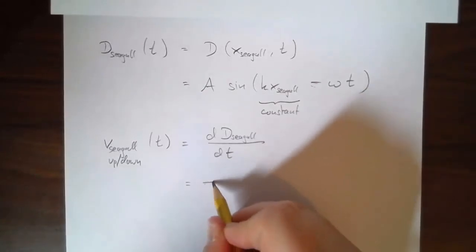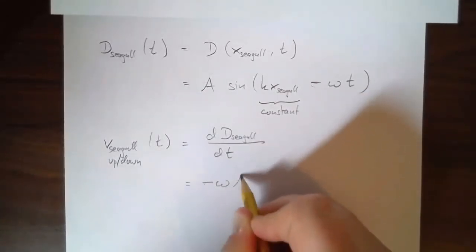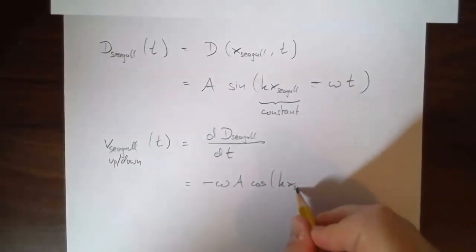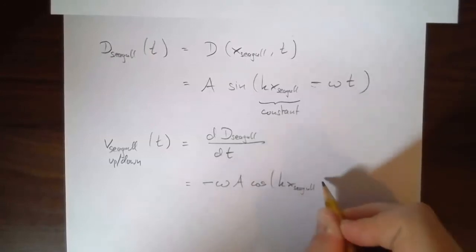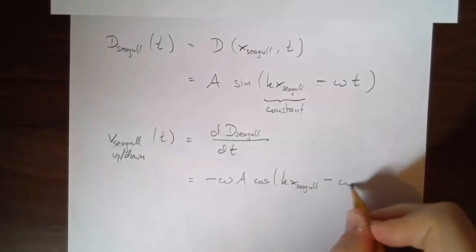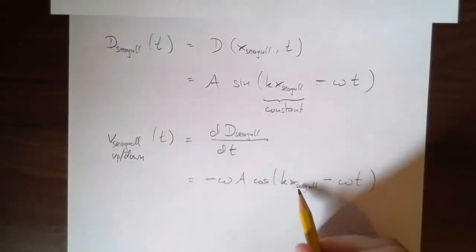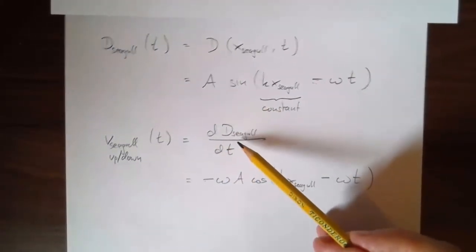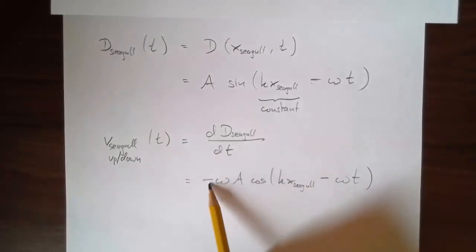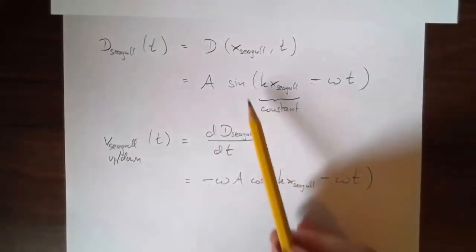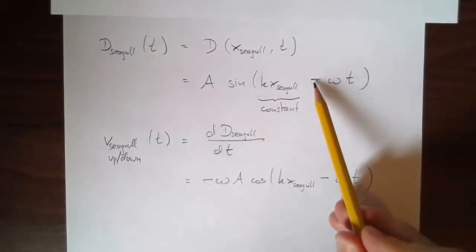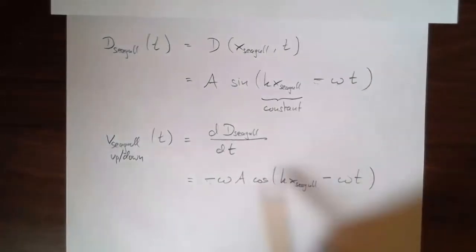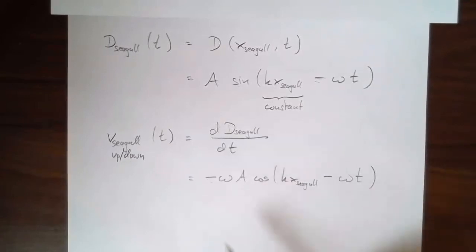So it's going to be minus omega a cosine of kx seagull, that fixed position of the seagull, minus omega t, right? The x position is fixed, the y position goes up and down. The rate of change of that is what I've just derived. Notice the minus sign is not from the fact that sine goes to minus cosine. That would be a mistake. But from the fact there's a minus sign in here that multiplies the t. So this is an expression for the up-down velocity of the seagull.